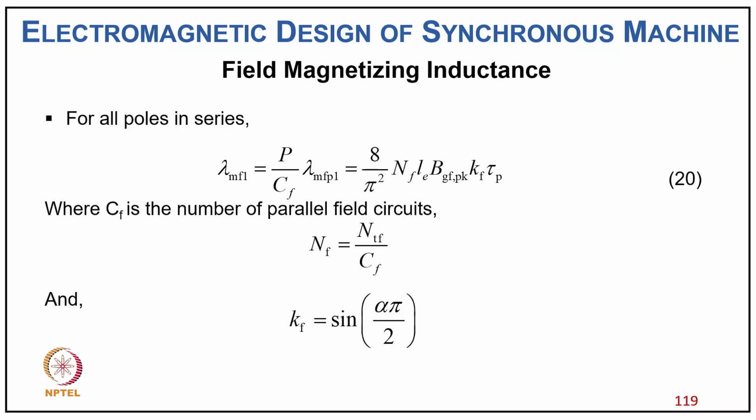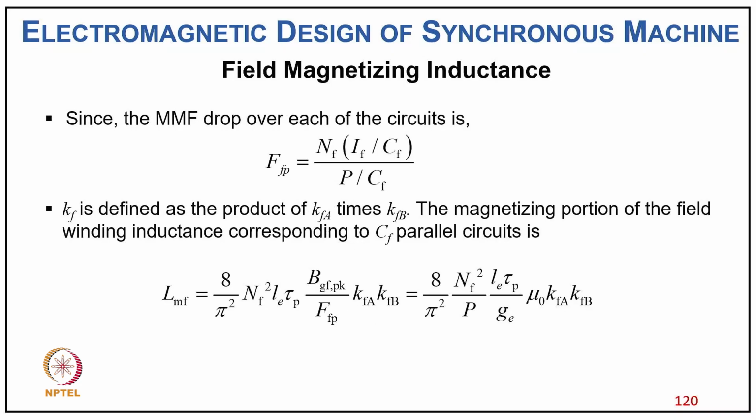For all poles in series, lambda mf1 equal to p upon cf into lambda mf p1, and equal to 8 upon pi square nf le bgf peak kf tau p, where cf is the number of parallel field circuits, nf equal to ntf upon cf and kf equal to sin alpha pi upon 2. And since the mmf drop over the pole circuit is alpha p equal to nf if upon cf divided by p upon cf, kf is defined as the product of kfa times kfb.